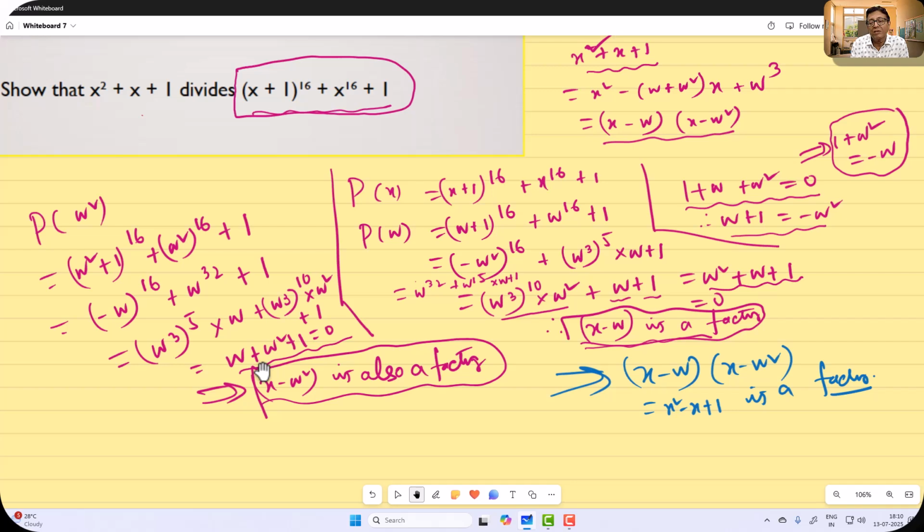This is a factor. So once you got x minus omega as a factor, here you got x minus omega square is also a factor. So their product, which we got by factorization, that is x square plus x plus 1, is a factor of this polynomial. It means this one will completely divide this thing. Clear? Hope you have understood.